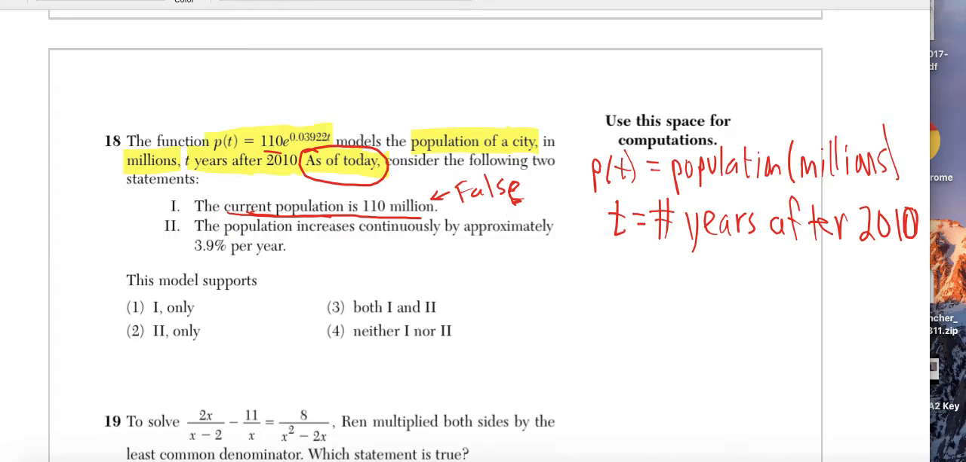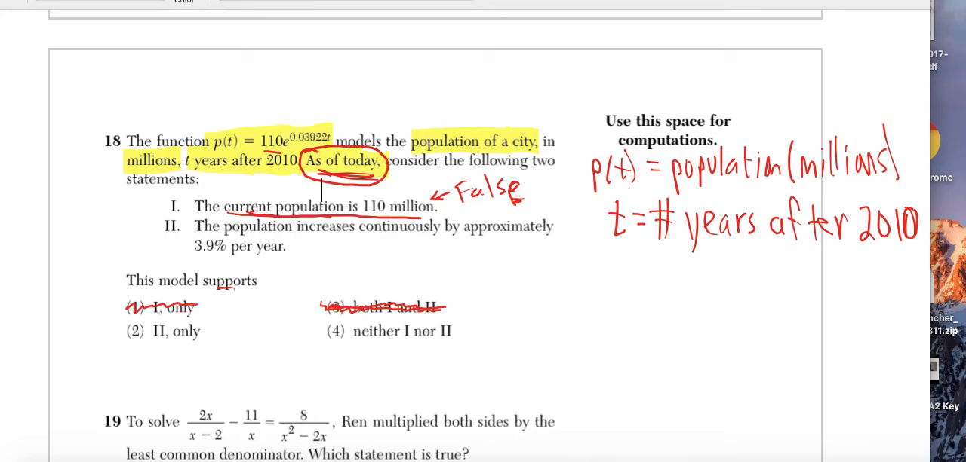Anyway, so this model does not support statement one because we don't have time machines yet, right? So we can't go back in time. So that takes out choice one. And then the other one says both 1 and 2. Well, 1 is not supported. Let me be serious for a second. Because it says as of today, but the current population as of today is not 110 million. It'll be whatever you substitute for t, where t is the number of years after 2010. The 2010 population is 110 million.